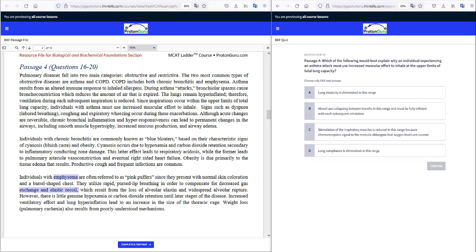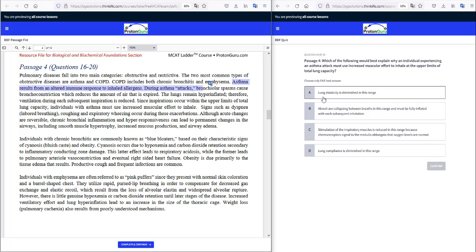All right, question 19. Which of the following would best explain why an individual experiencing an asthma attack must use increased muscular effort to inhale at the upper limits of total lung capacity? All right, so we have to understand how the lungs work in terms of inhaling, exhaling, and how the capacity changes throughout this process. And we also can rely on what the passage tells us about the asthma attack. During the question, I went over and highlighted a place where we remember we'd seen asthma earlier. So let's look at the potential answers.